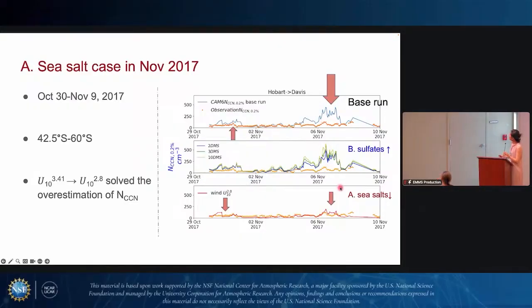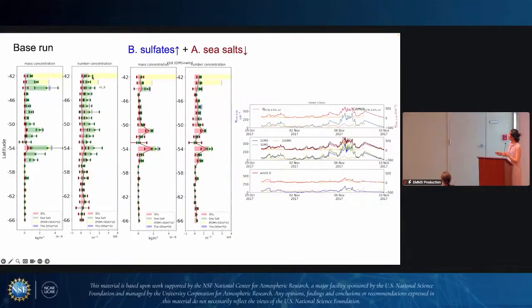It can be seen that from here and here, the overestimation of CCN is solved after we tune down the sea salt. This is also confirmed by the chemical composition, including the mass concentration and number concentration as a function of latitude. I plotted the base run on the left and the modification, including both turning up sulfate and turning down sea salt, in the middle. As you can see, after this change, the chemical composition has largely changed, and the observation-oriented simulation on the right corresponds well with the 0.5% and 0.2% supersaturation.